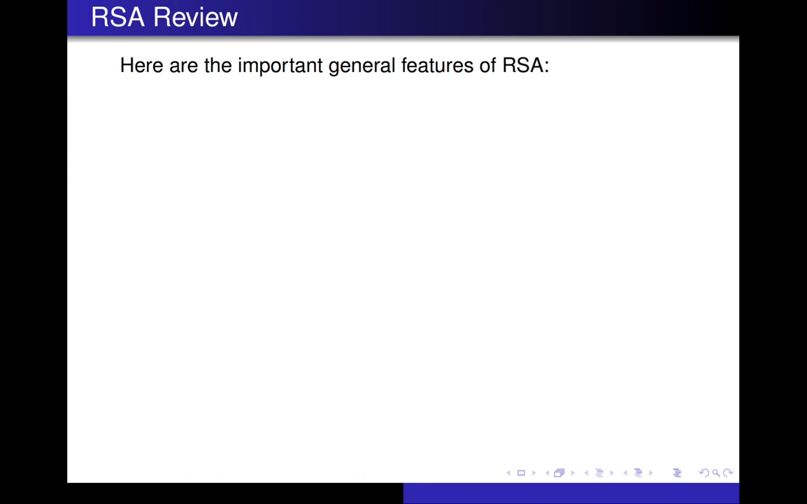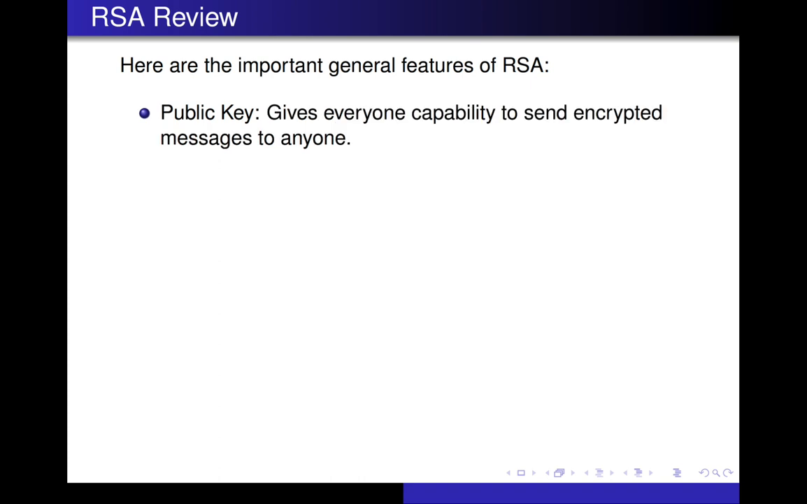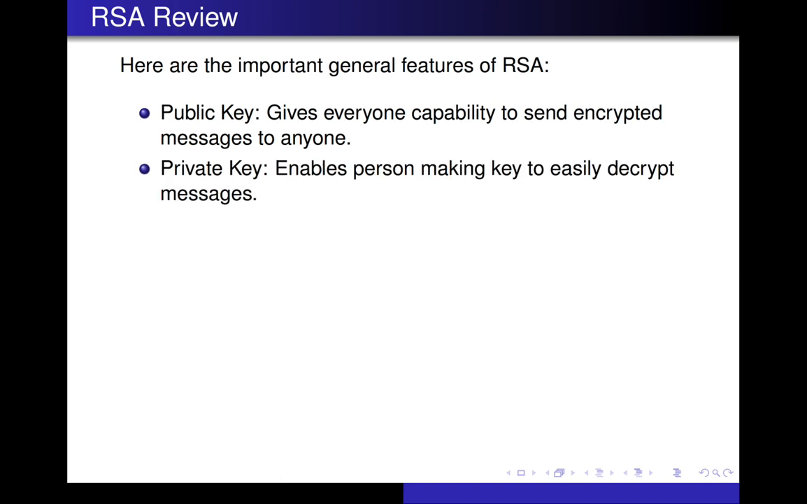All right, so here are the important general features of RSA. I know we discussed this in the last video, but I want to make sure that these are in the forefront of your mind as we think about how to design Gamal. The first thing, and this was huge, is it has a public key, which means that it gives information so that everybody can send you a message, to anyone with a public key out there. It also has a private key that enables only the person who made the key to easily decrypt the messages.